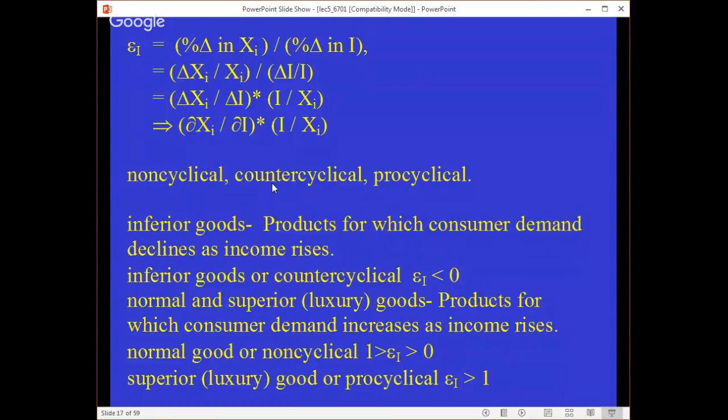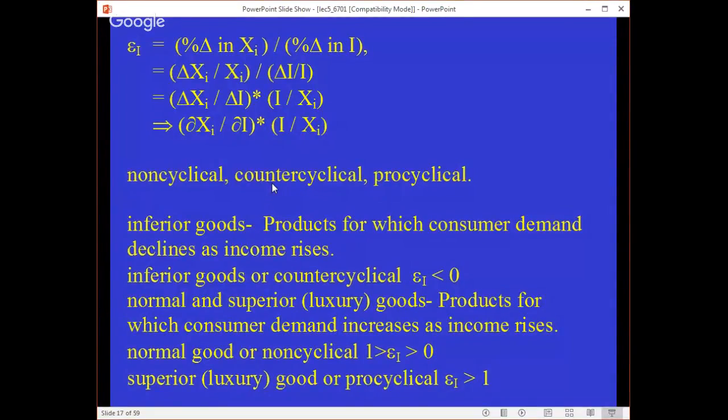And in general, we can think of income elasticity in two ways, and they're both related. We know what an inferior good is. An inferior good is a product for which consumer demand declines as income rises. Therefore, inferior goods have an income elasticity which is negative. We can also think of those as counter-cyclical when we talk about the macroeconomy, i.e. when things are going good, we buy less of this product, the inferior goods, because we're richer and we're buying other products.